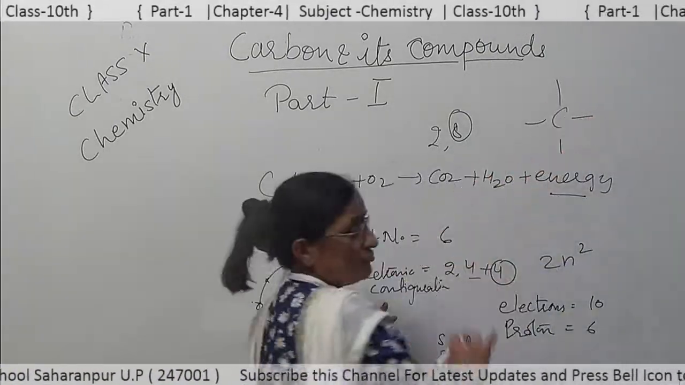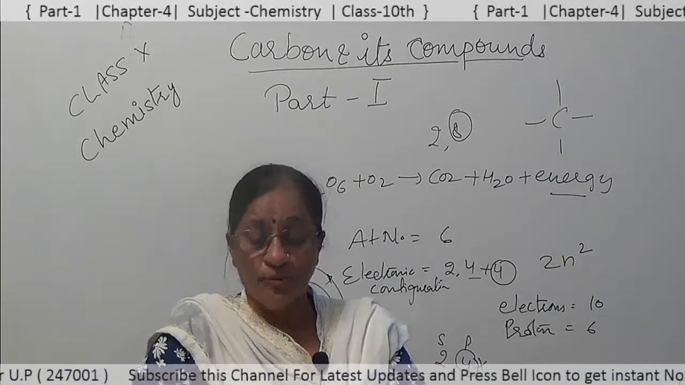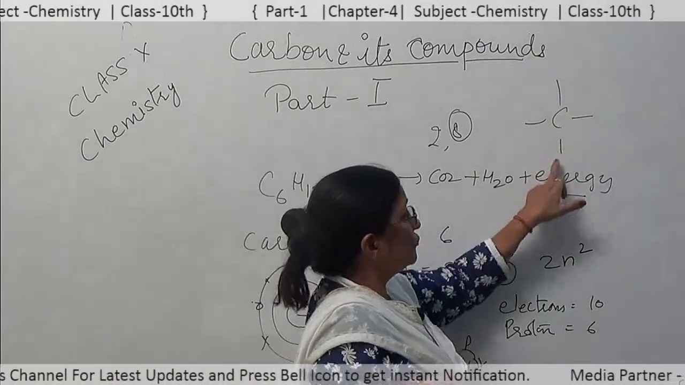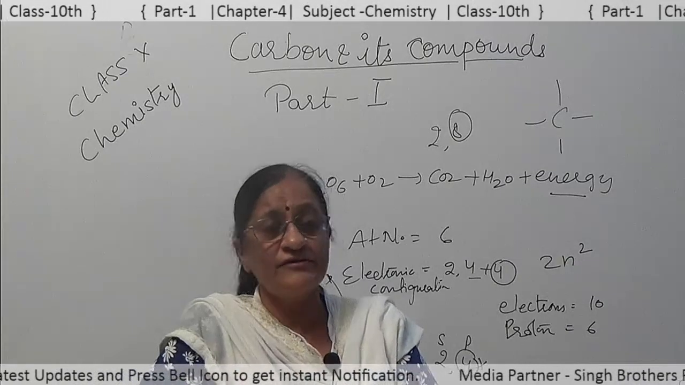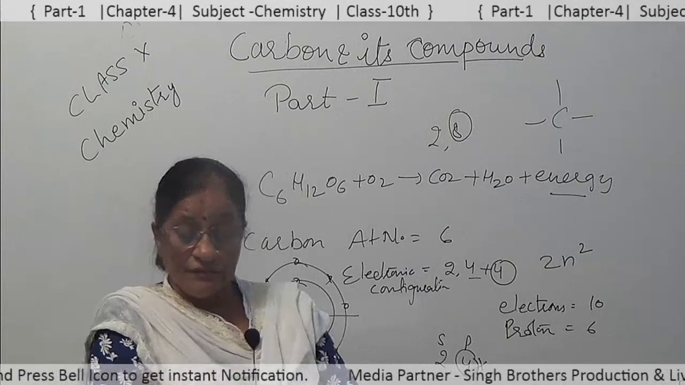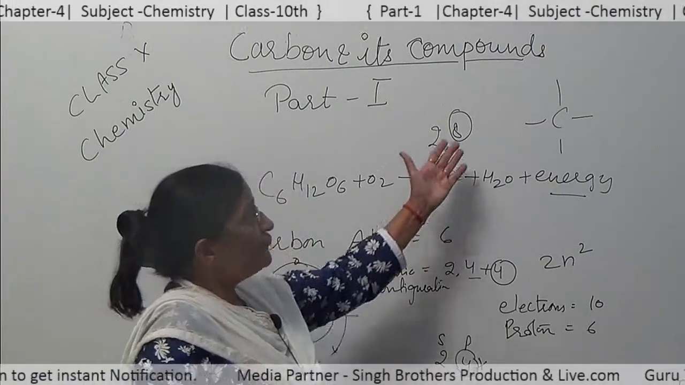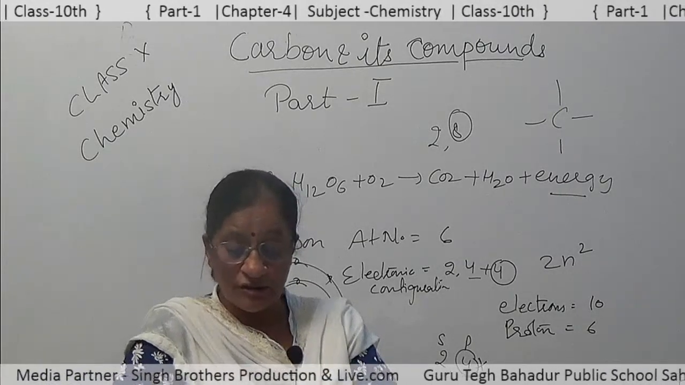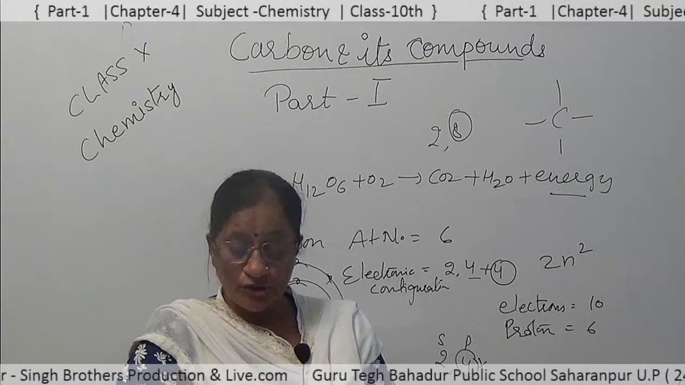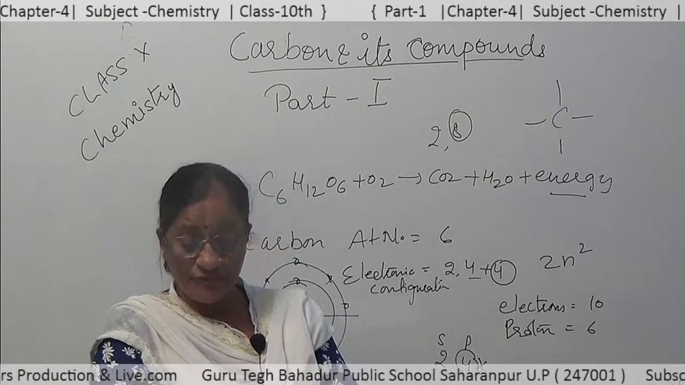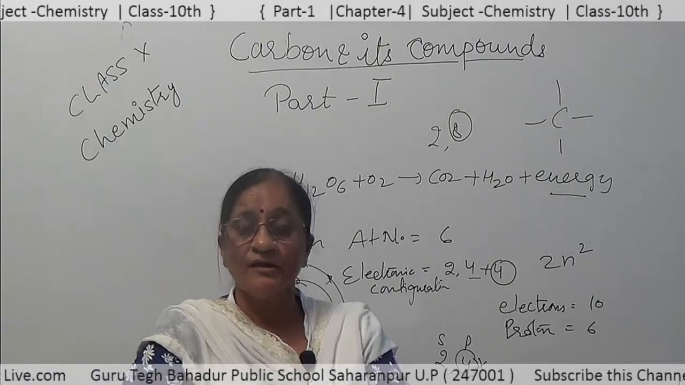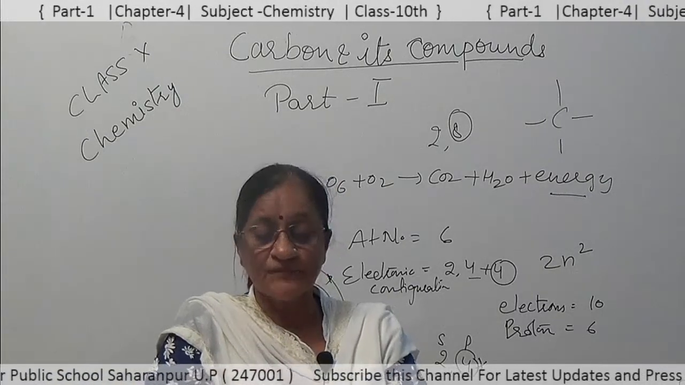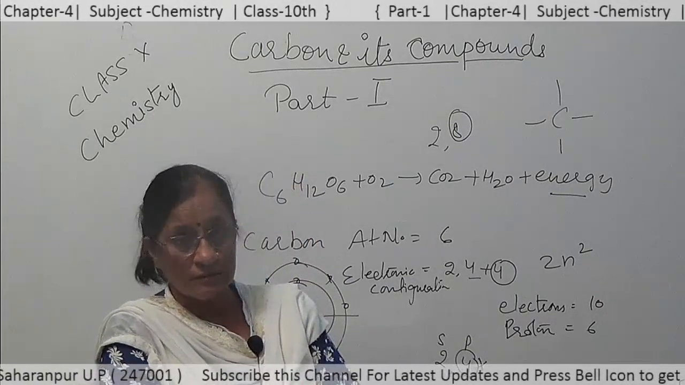It has 4 electrons in the outermost orbit, and therefore the number of covalent bonds formed by carbon is 4. Here it will make 4 covalent bonds, hence the carbon atom is called tetravalent, and tetra means 4. This type of bonding is called covalent bonding. A covalent bond is a bond formed between 2 atoms of the same element or atoms of different elements by sharing of electrons, and this type of valency is called covalency. So, today we have discussed bonding in carbon.